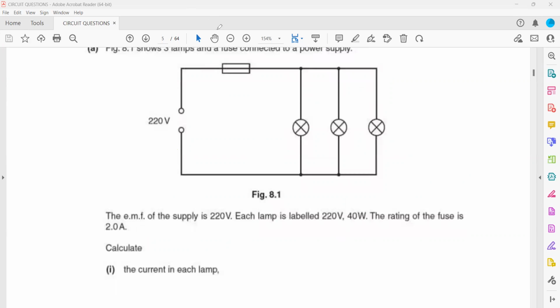So we have the power of the lamp, which is 40 watts, and we have the voltage, which is 220 volts. Which formula can we use to relate the power, voltage, and current, as we need the current? We have the formula power equals voltage multiplied by current, or P equals VI. The power is 40, the voltage is 220, and the current we don't know, so it will be 40 divided by 220.